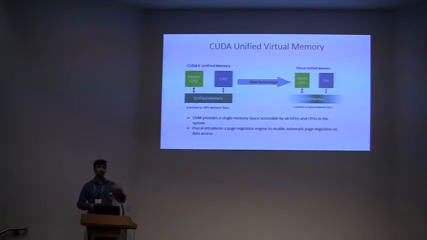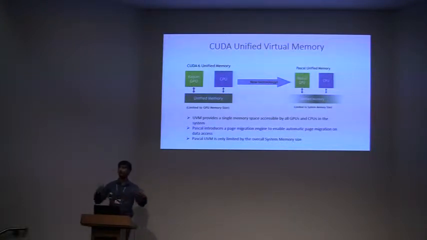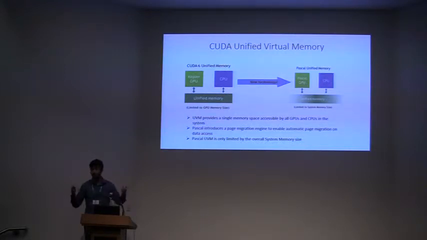You do not have the existing limitation that was with the Kepler architecture, where you had to copy all the data before the kernel was launched. Moreover, in the Pascal UVM architecture, you're no longer limited by device memory. You're only limited by the overall system memory size, which is useful because you can now run on very large data sets.